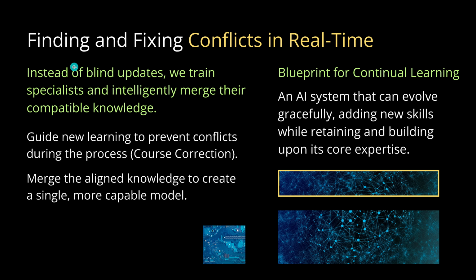So you see, simply blind updates that interfere with other configuration, no way. No? So we have to train specialists and intelligently merge their knowledge and their findings into a coherent system configuration. So you guide the learning, you have everything online, beautiful. And the same is happening here in AI. You define here, or Google defined here, the blueprint for continual learning, for an AI system that can evolve gracefully, adding new skills while retaining and building upon its core expertise. Do not override my weight tensors because they represent the learned knowledge.